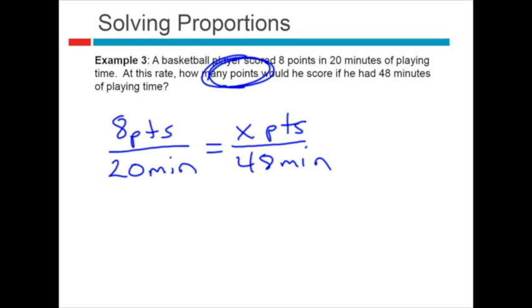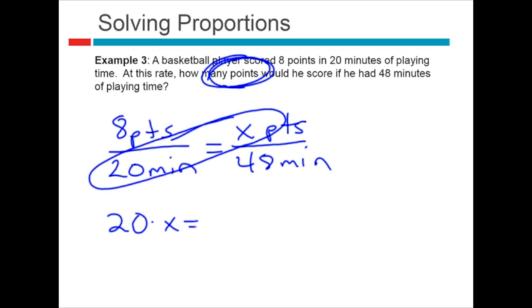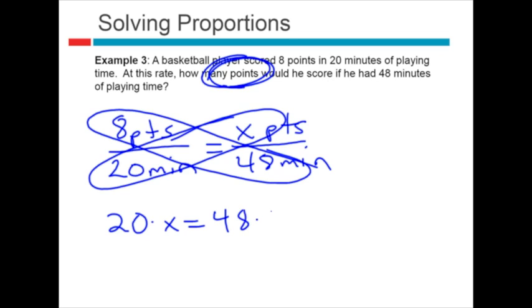What we're going to do is multiply our diagonals. So the first one is 20 times x equals, we multiply our second diagonal, which is 48 times 8. Okay, and now we'll simplify. So on the left, well, we don't know what x is, so we can't simplify this yet. We just know it's going to be 20 times x. And then on the right, we have 48 times 8.